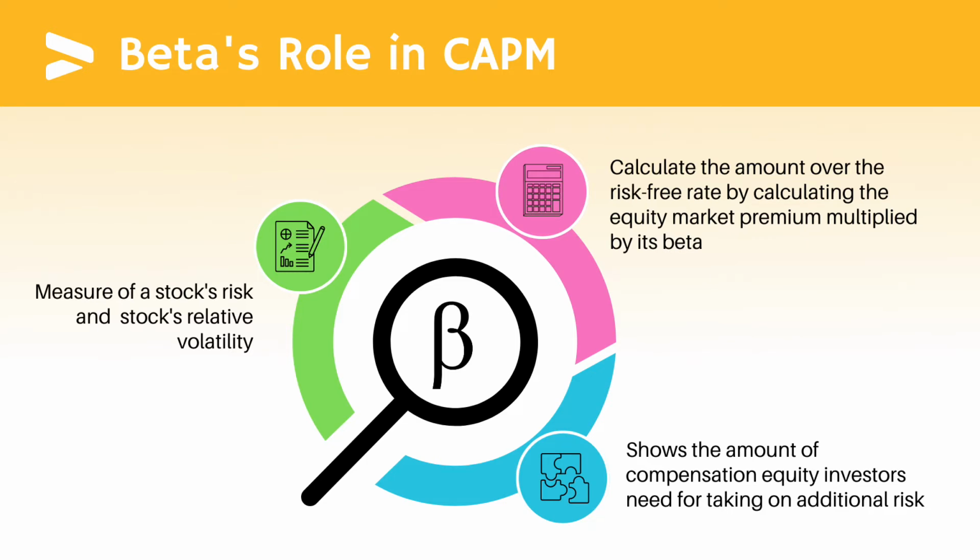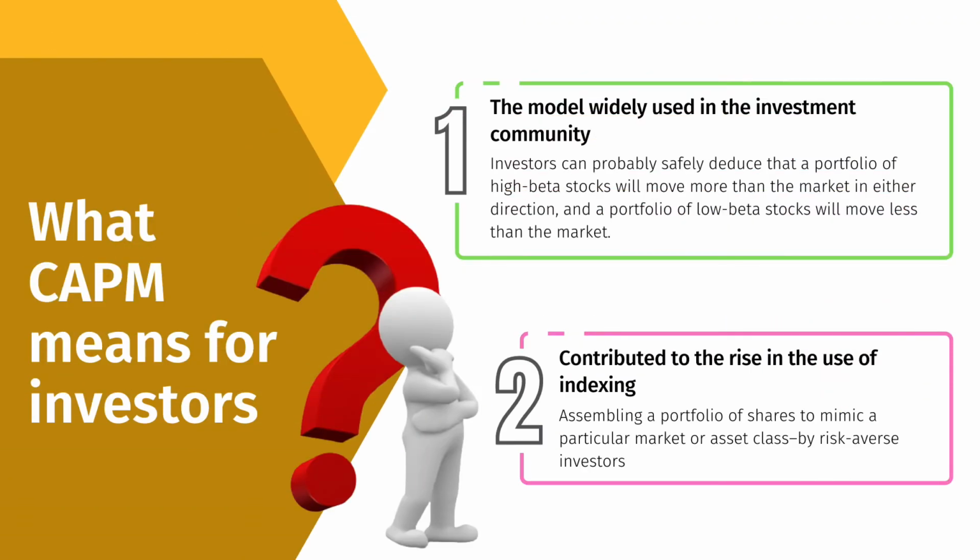So the amount of the risk-free rate is calculated by the equity market premium multiplied by its beta. Next, what CAPM means for investors. This model presents a simple theory that delivers a simple result. The theory says that the only reason an investor should earn more on average by investing in one stock rather than another is that one stock is riskier. Not surprisingly, the model has come to dominate modern financial theory, but does it really work?